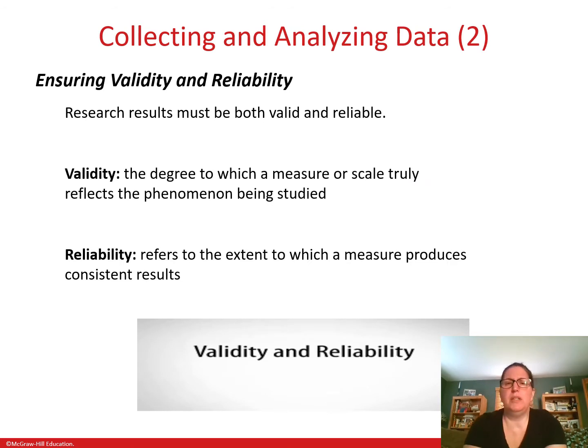Next thing we want to be conscious of is the validity and reliability. The scientific method requires that the results of our studies be both valid and reliable. Validity refers to the degree to which a measure or scale accurately reflects the phenomenon under study. Is the data being gathered accurate? Was the question written clearly enough to get accurate data? You want to make sure there's integrity in the data set.